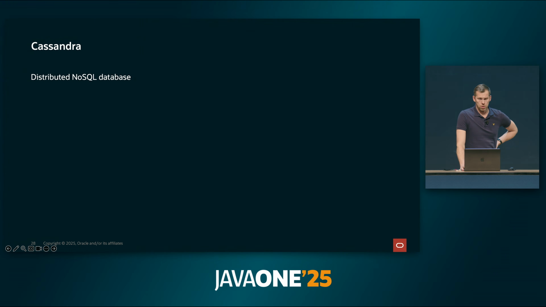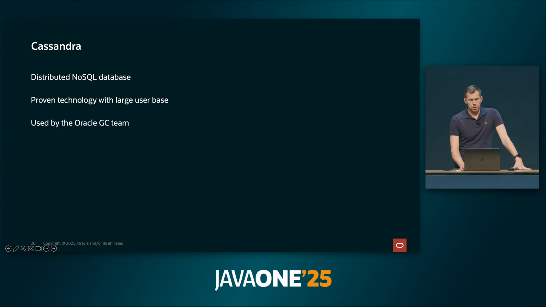Cassandra is a NoSQL database, a distributed, well-known application with a very large user base. We use it in the Oracle GC team because it's nice to not only run benchmarks, but also use real-world workloads. And Cassandra highlights some really interesting aspects for us.